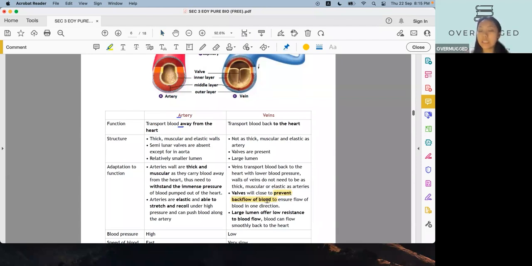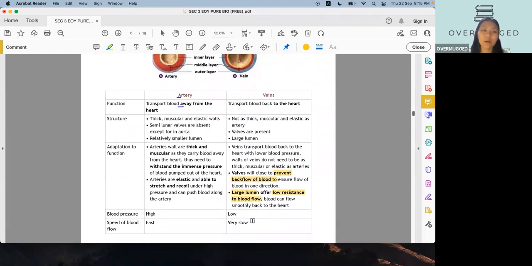But are these all the keywords that are needed when you are answering questions? Depends. If you're talking about veins, that's fine. Valve will close to prevent the backflow of blood. But if you're talking about other valves, for example, those in the heart, we need to mention that it prevents backflow of blood from where to where. Because prevent backflow of blood is too generic. We need to be specific from where to where. Lastly, veins have a larger lumen than arteries to offer lower resistance to blood flow. The blood pressure is really very low, so we need to give it as much space to flow as possible.